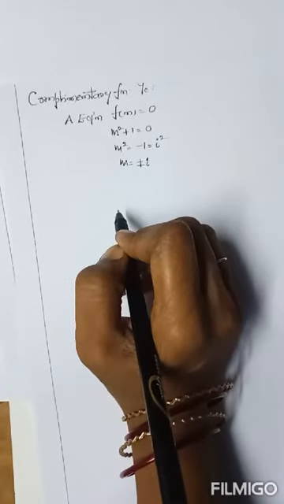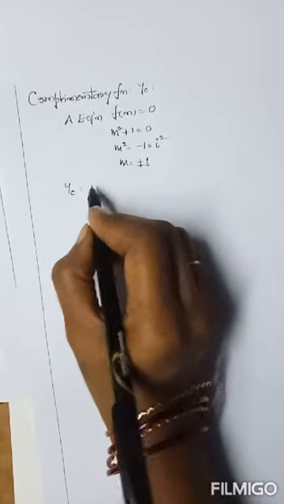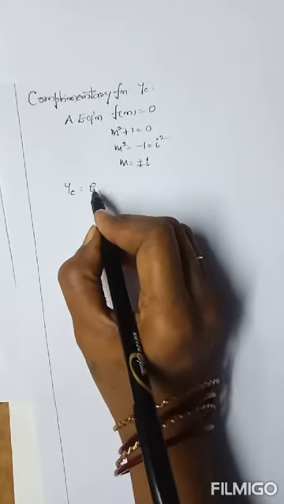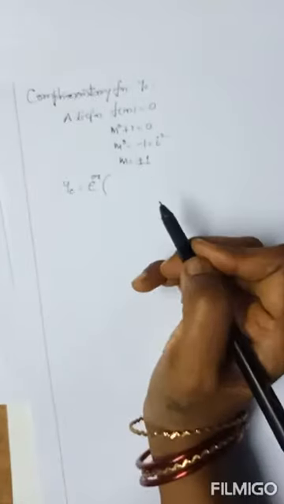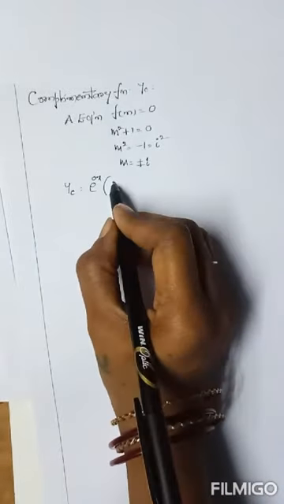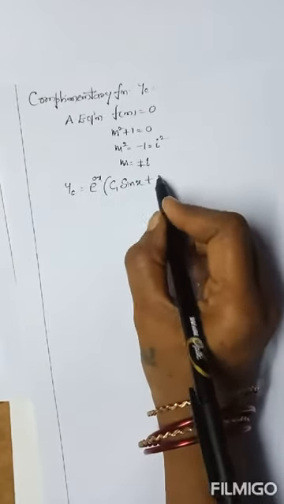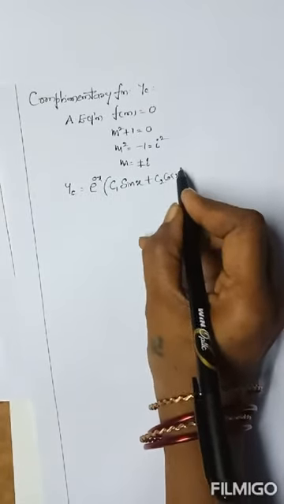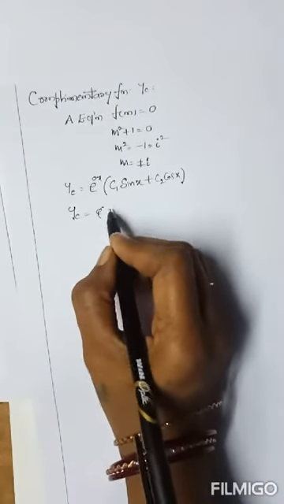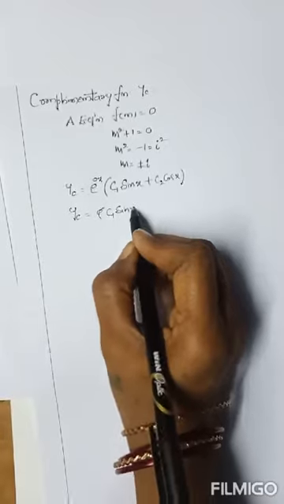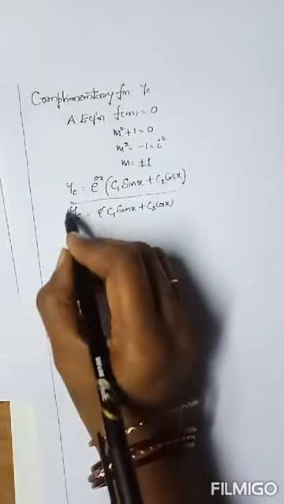Both are complex numbers, so first we have to write yc. Real part here is 0, and the corresponding answer is e power 0x. Then the imaginary part here is 1, and the corresponding solution is C1 sin 1 into x plus C2 cos x. Simply it is written as yc equal to e power 0x, which is 1, into C1 sin x plus C2 cos x. This is the value of yc.